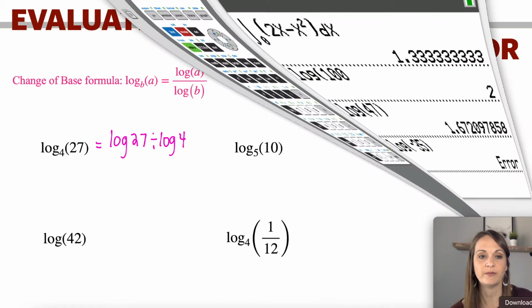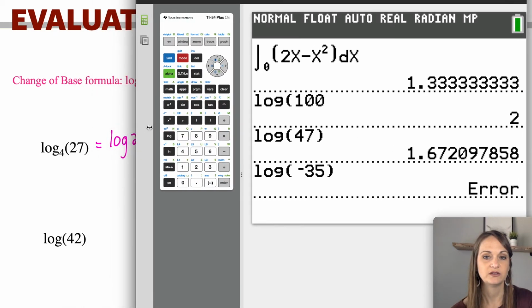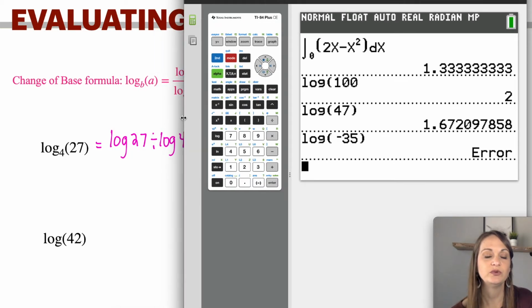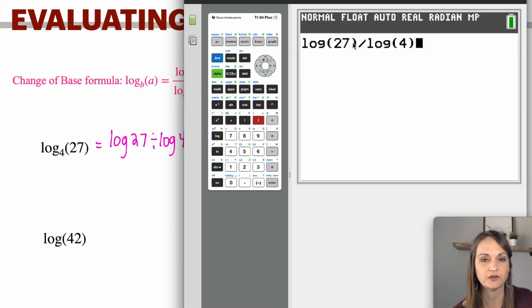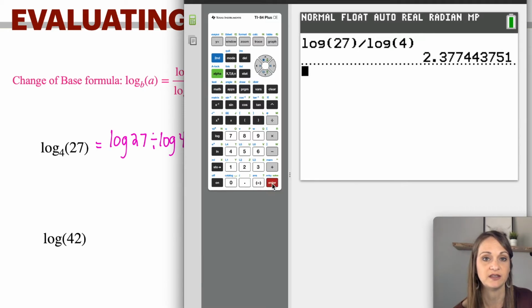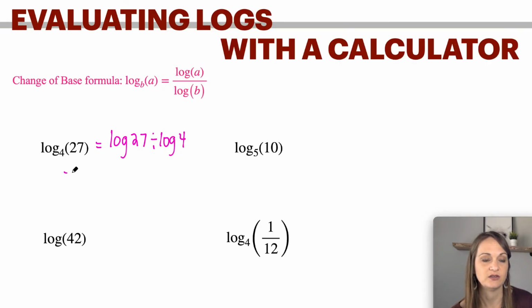So if you pull the calculator back up, let's move it closer. What you would do here is hit log of 27. Here you have to close the parentheses because you will get a different answer if you don't. Then divide by log of 4. If you do not close the first set of parentheses, you will get something different than the correct answer. So be very careful. And you will get 2.38.